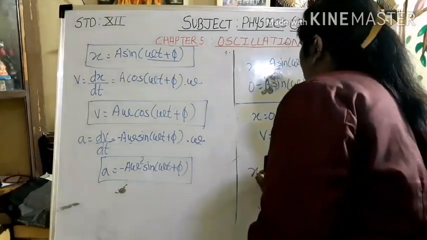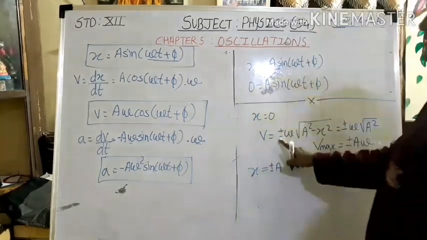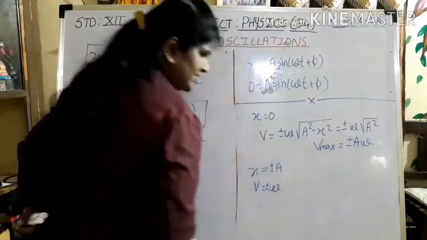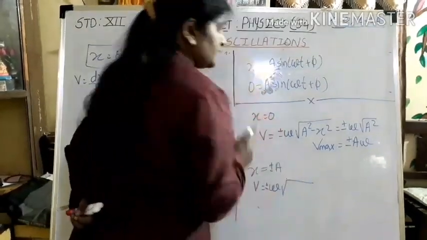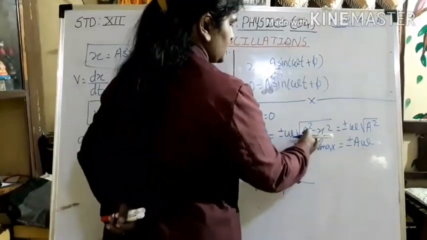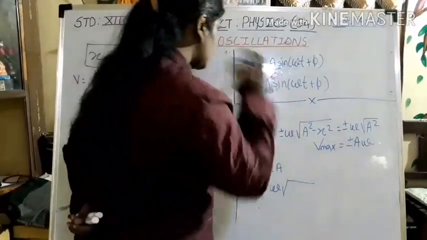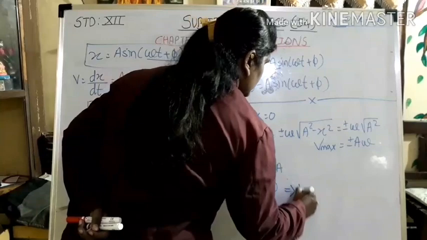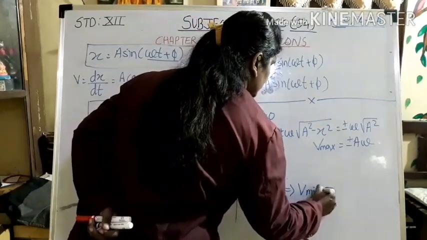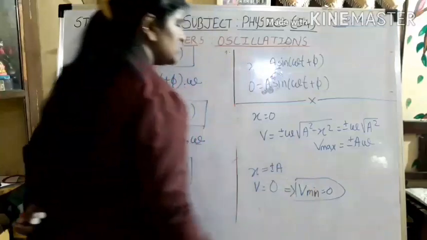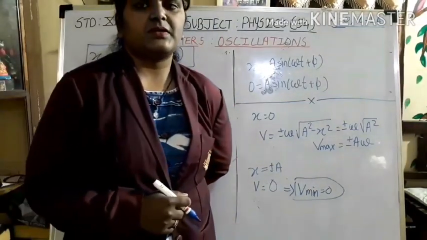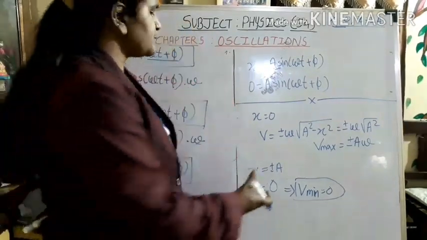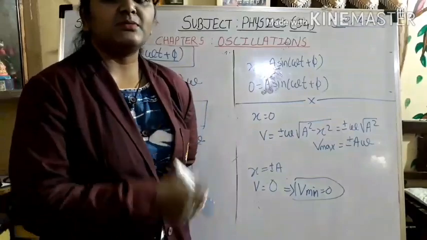Now we put x is equal to plus minus a in this equation. What will it become? v is equal to plus minus omega under root, we are going to put x as a. So this a square minus a square will get cancelled, so you are getting this whole term as 0. So this becomes the minimum value. And what is the minimum velocity? It is 0 when it is at extremity. So that we have already discussed. When the particle is at extreme position, velocity becomes 0, and that is the minimum value of velocity.